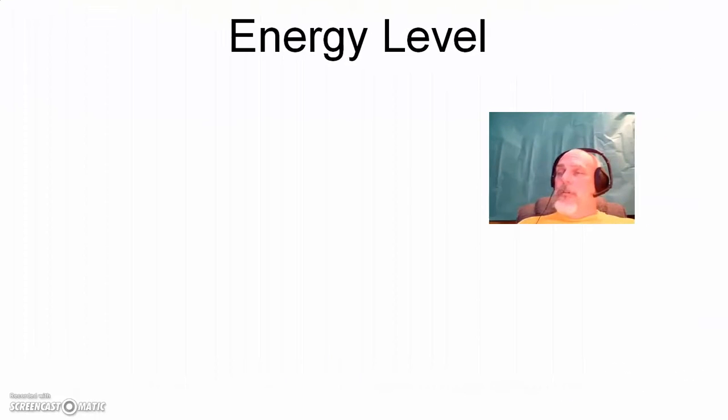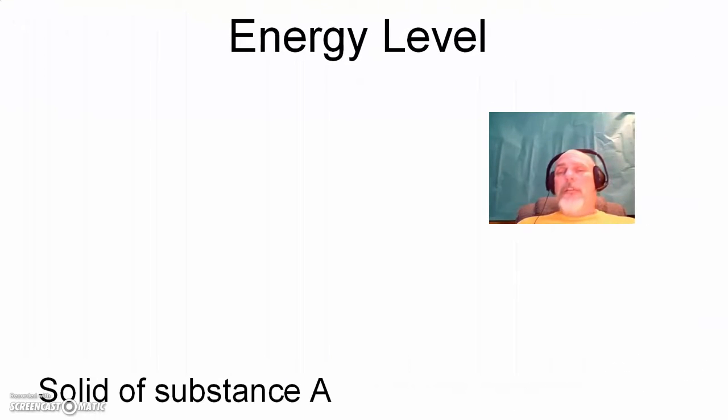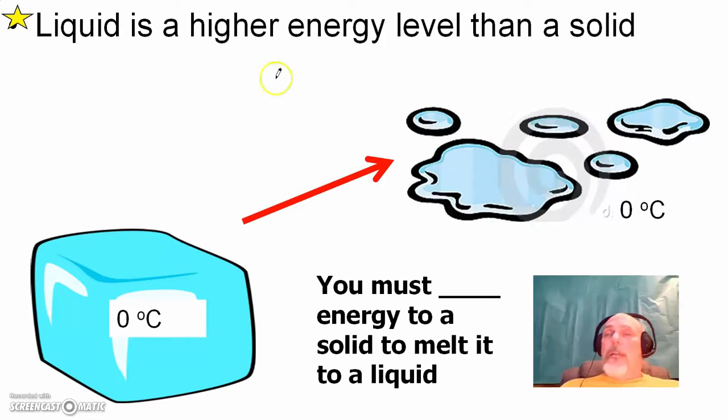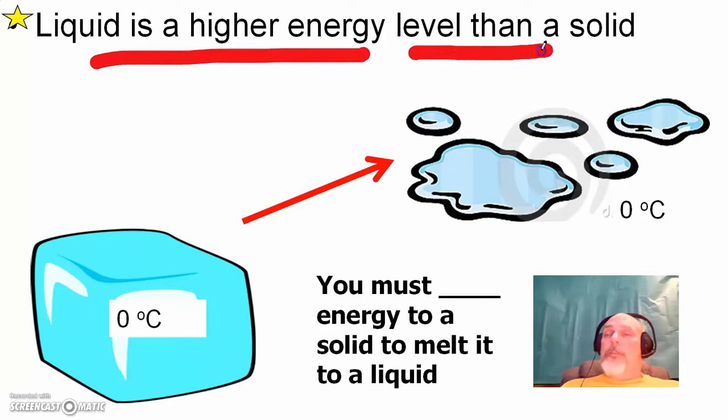Back to our energy level chart. Solid of substance A, let's say this is glass in this case, so solid glass is at a lower energy level than liquid glass. When you melt the glass, it is at a higher energy level because the particles are able to move more freely and change position. Liquid is at a higher energy level than a solid. You definitely need to know that.